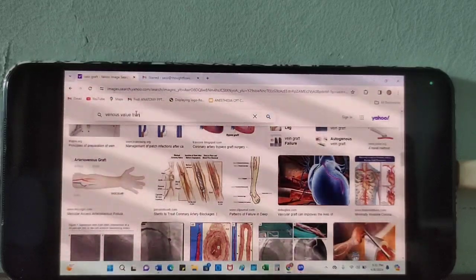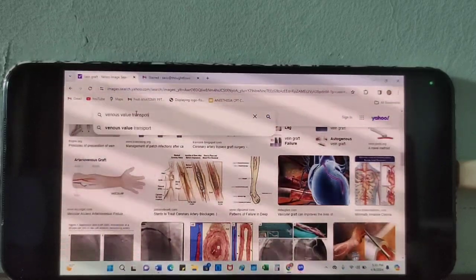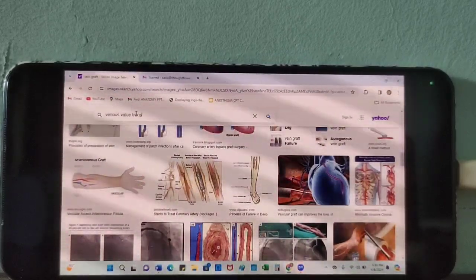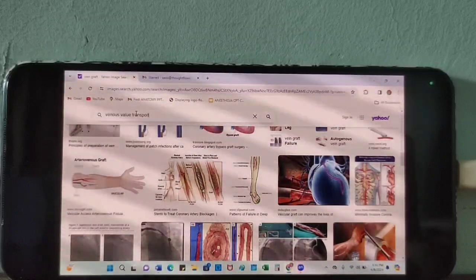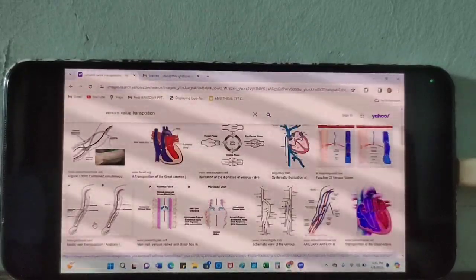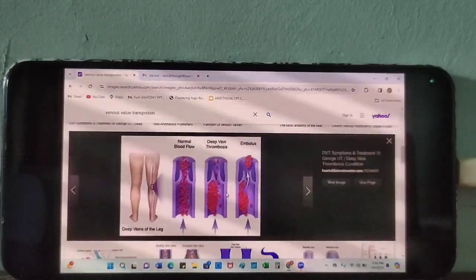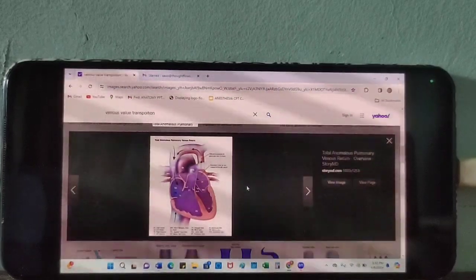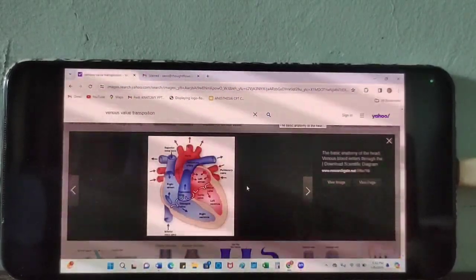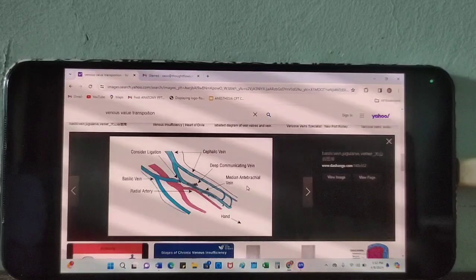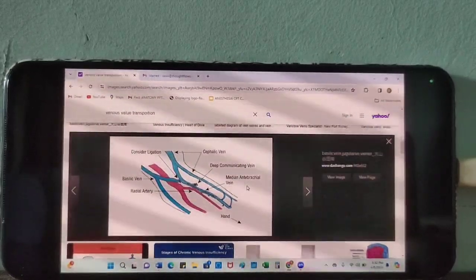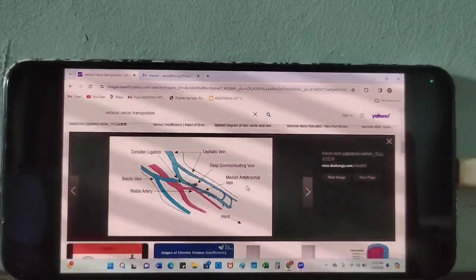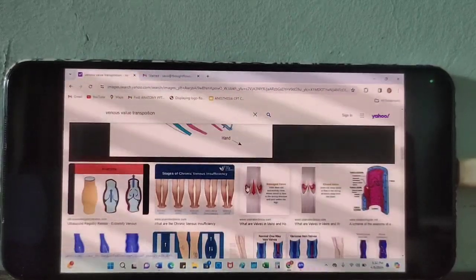Venous valve transposition. This is an abnormality present at the vein wall. So transposition means there is that. See it like that. Okay, transposition, so an alternative route. The doctor creates an alternative route for them. Okay, for transposition surgery.